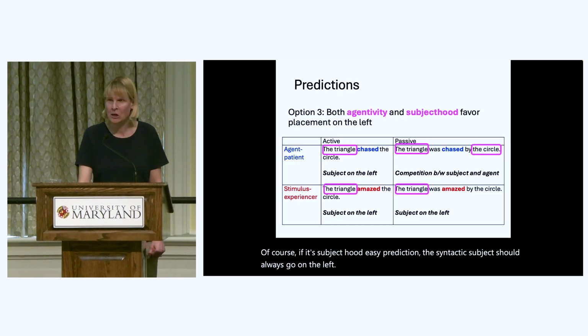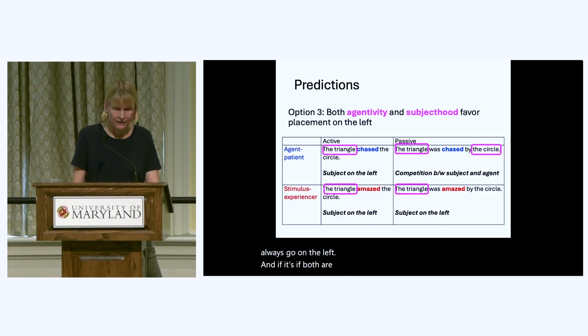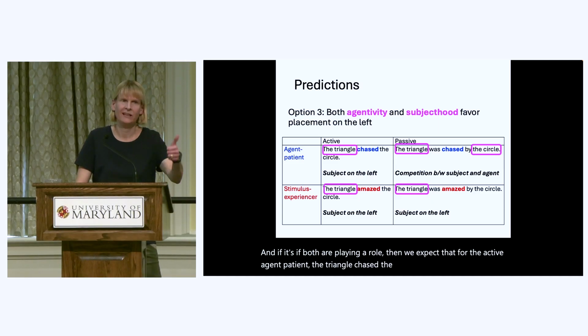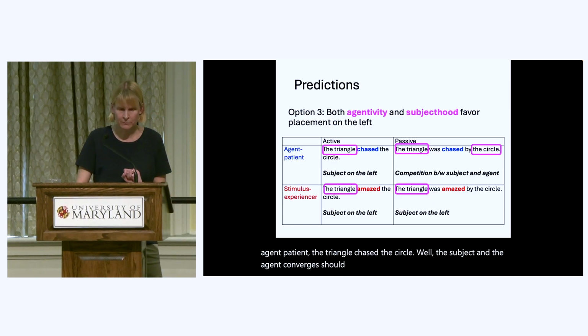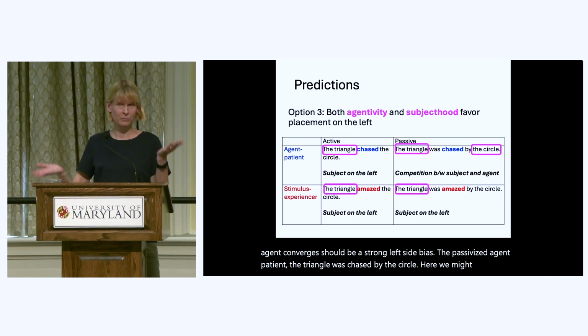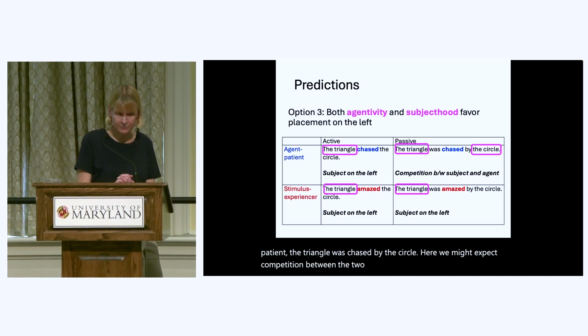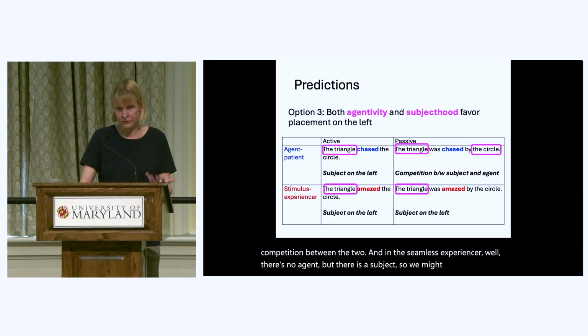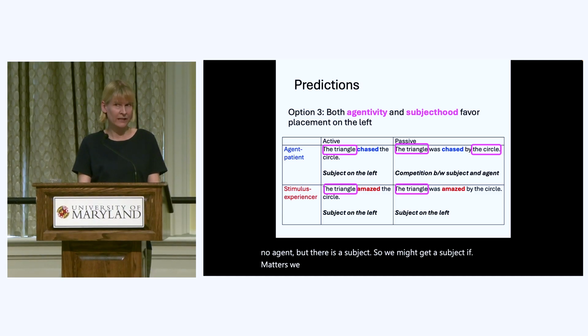And if both are playing a role, then we expect that for the active agent-patient, the triangle chased the circle, well, the subject and the agent converge, so there should be a strong left side bias. The passivized agent-patient, the triangle was chased by the circle, here we might expect competition between the two. And in the stimulus-experiencer, well, there's no agent, but there is a subject. So if subjecthood matters, we might get a left side bias for the subject, maybe a bit weaker than the agentivity.